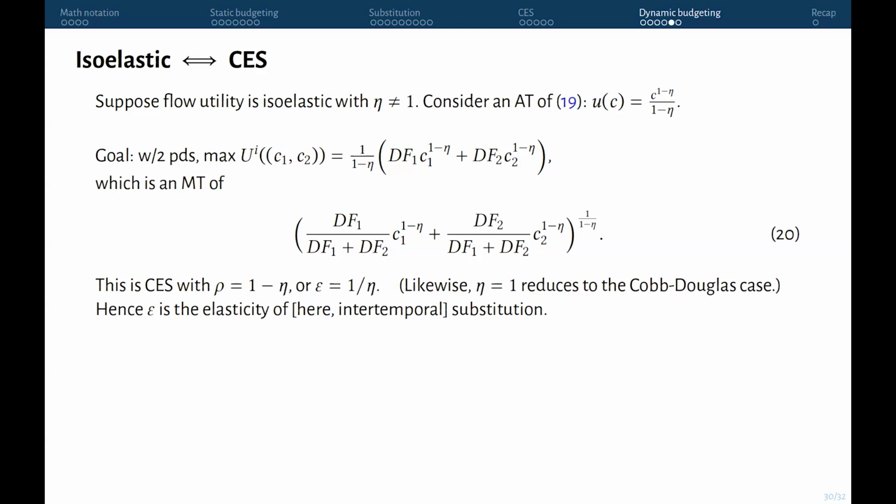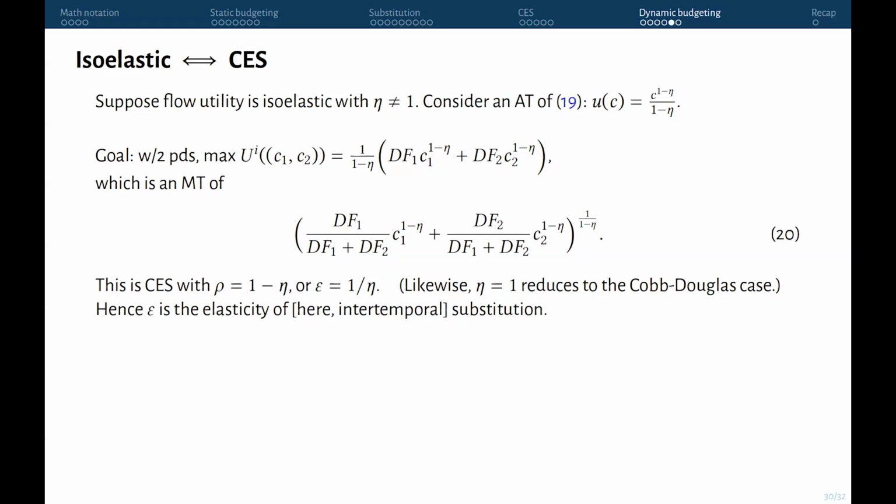Now you've got these two weights that add up to 1, right? And 1 over 1 minus eta, well, if eta is less than 1, this is positive, that's positive. So you preserve the sign. If eta is greater than 1, then removing the 1 over 1 minus eta flips the sign, but raising it to a negative power also flips the sign. So either way, this thing that looks much more recognizably CES is a monotone transformation of our dynamic budgeting problem.